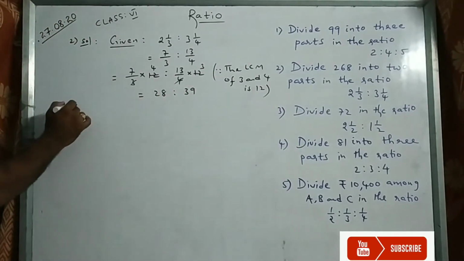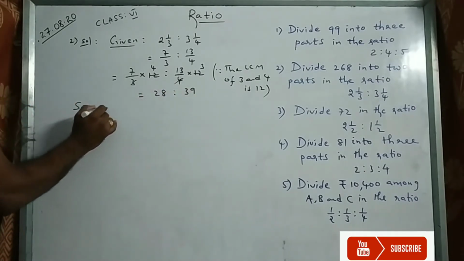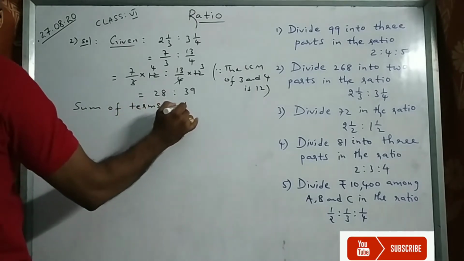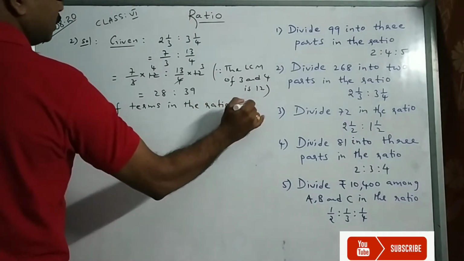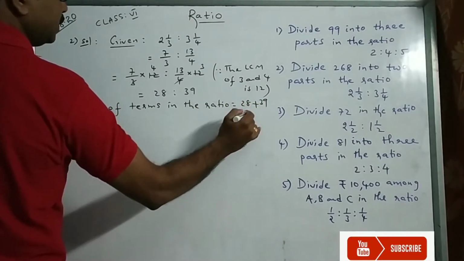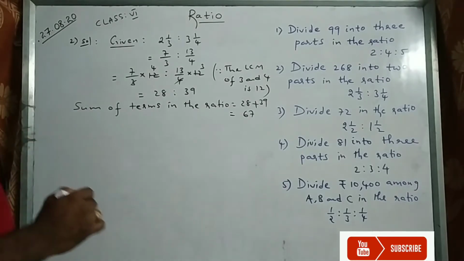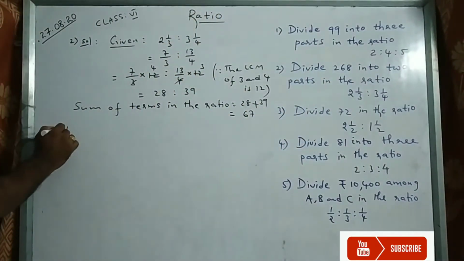First, what did I tell you? You have to find the sum of these two terms in the ratio. If you add, what will you get? 28 plus 39. How much? 67. Right? 67. Okay. So I am going to divide this 268 into two parts. So first part.